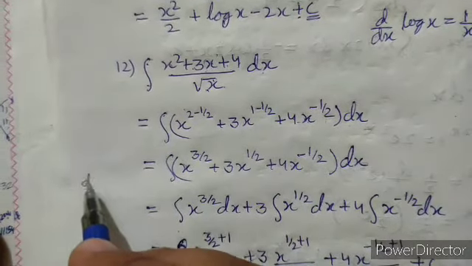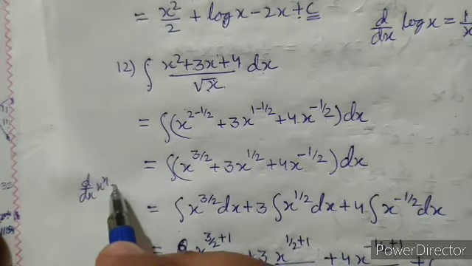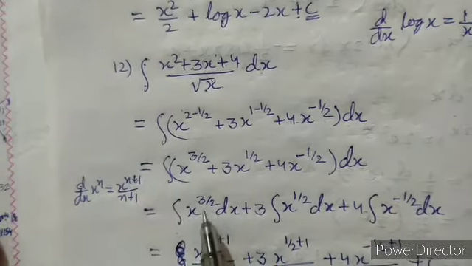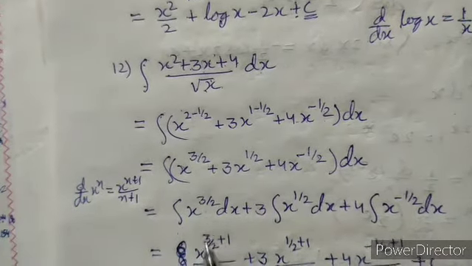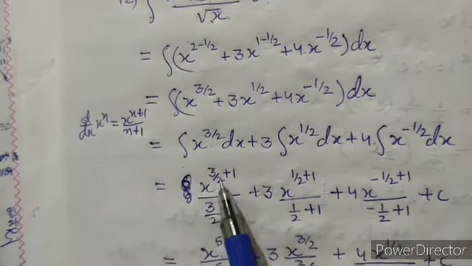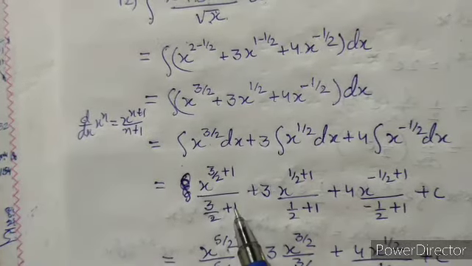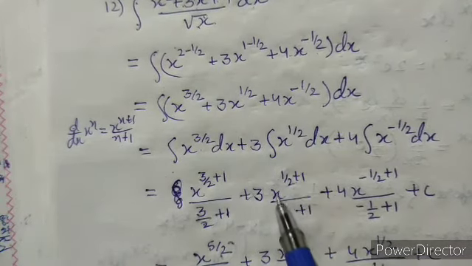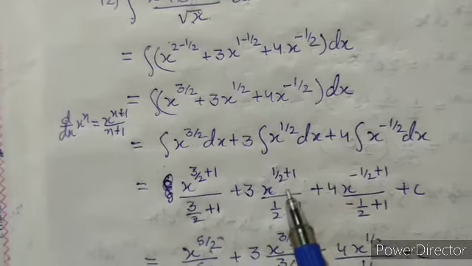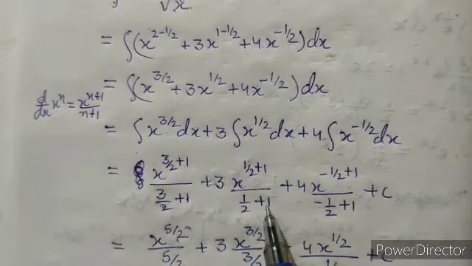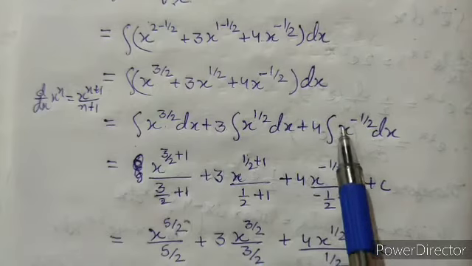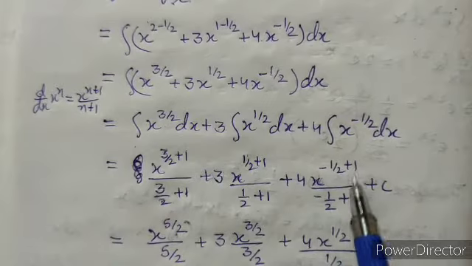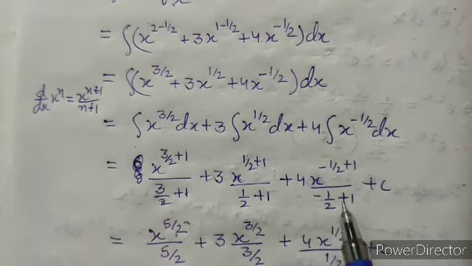Again, the integral of x^n is equal to x^(n+1) upon n+1. So the integral of x^(3/2) will be equal to x^(3/2+1) upon 3/2+1, plus 3 times the integral of x^(1/2), which will be x^(1/2+1) upon 1/2+1, and the integral of x^(-1/2) will be equal to x^(-1/2+1) upon -1/2+1.